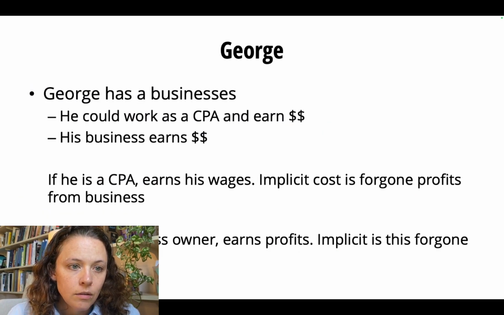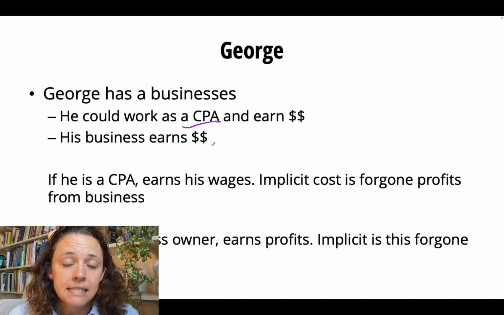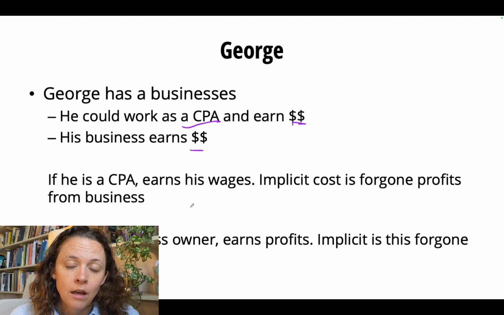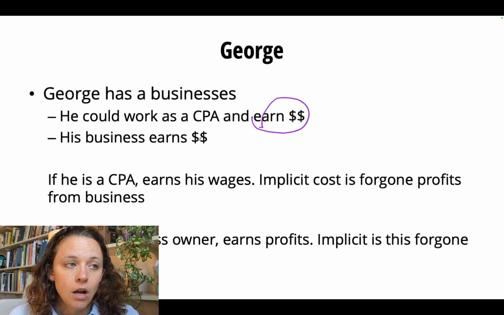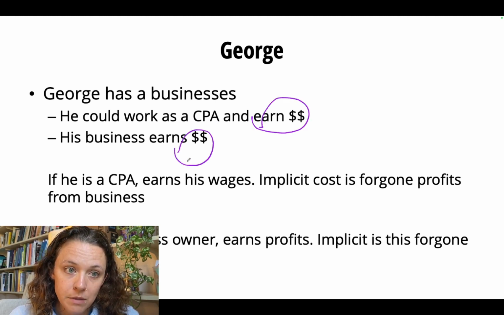So now let's work through George. George has a business and he has two options. He could work as a CPA and earn money, certified public accountant. A lot of demand for CPAs these days, or he could work in his business. In both cases, he earns money. He gets CPA money or his business earns money. So if he works as a CPA, then his earnings are his wages. This is like his income. And the implicit cost is the foregone profits from his business.